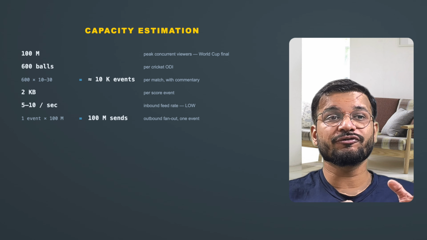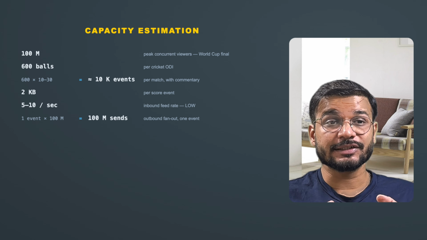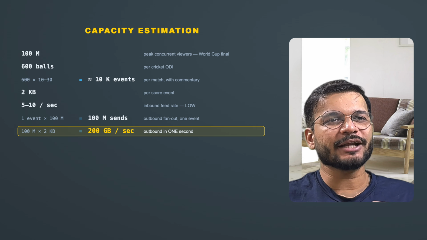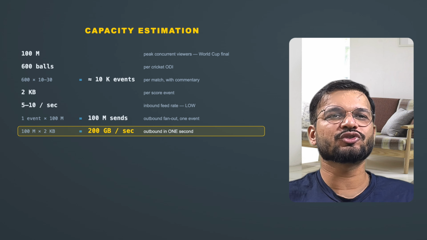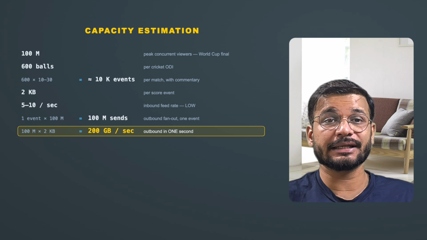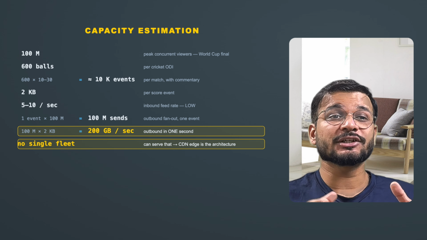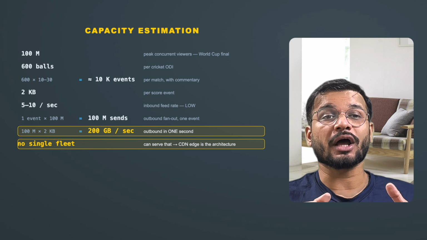Now, the outbound fan out rate. This is the one event, fanned out to 100 million connections. At 2 kilobytes per event, this is 200 gigabytes of output data in under 1 second. No single set of servers can handle that. That is why CDN Edge Delivery is the core architecture here.